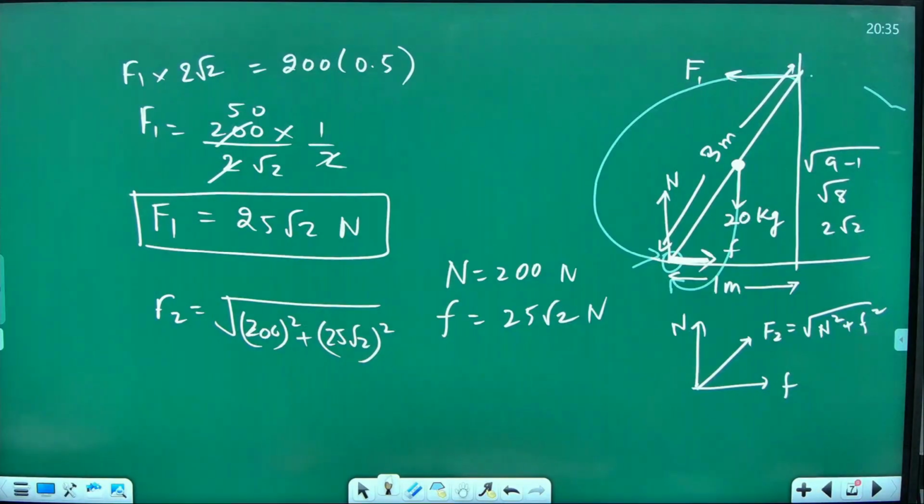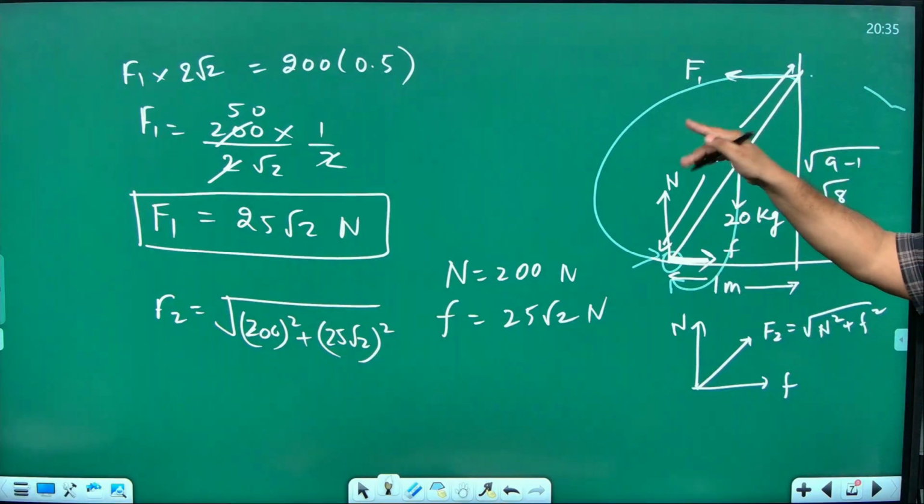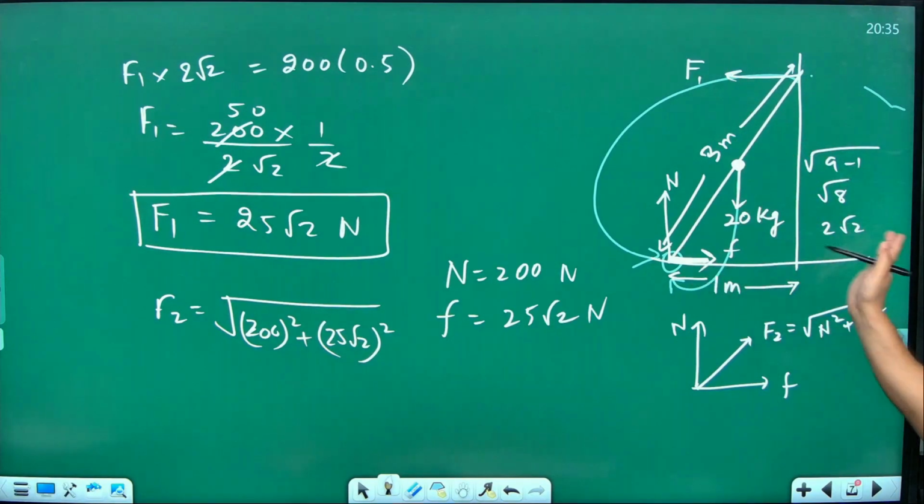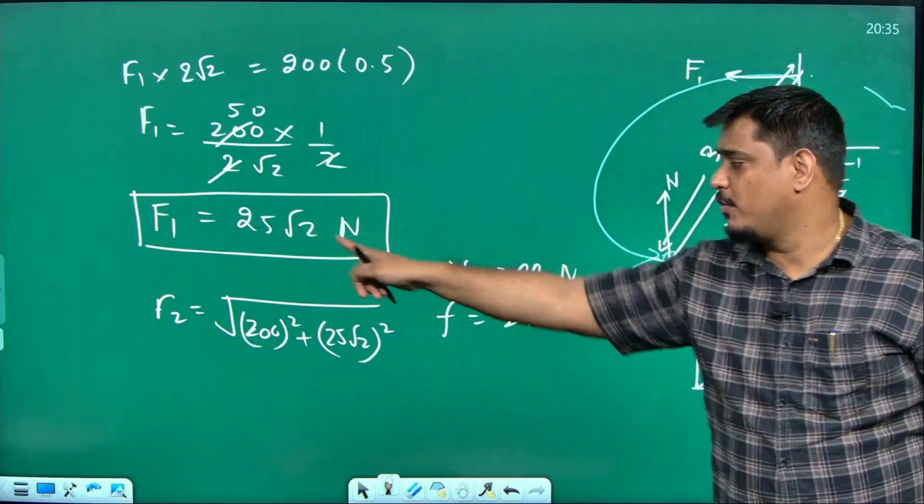Same way, what is the force acting towards right? Frictional force. Nothing else is acting towards right. And what is acting towards left? F1. So F must be equal to F1. That's why I wrote 25 root 2 as F.